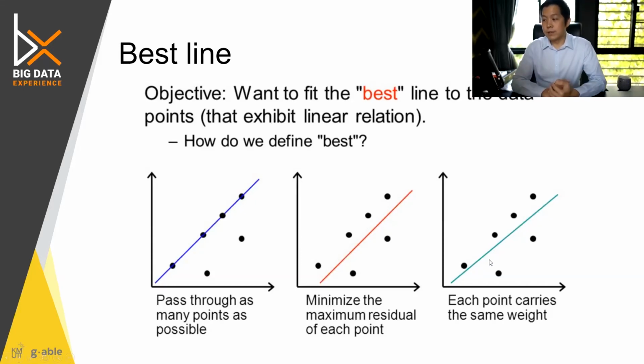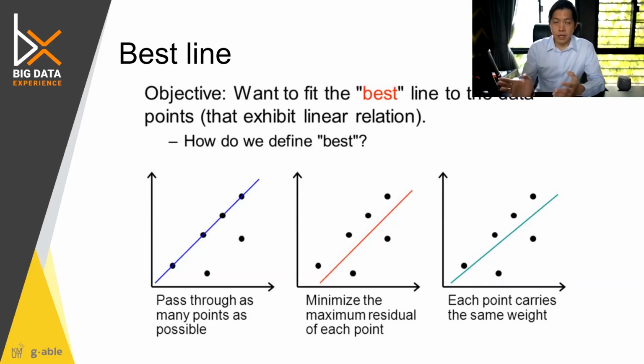Or should it be this one? This is the line that divides the data into two parts. Each point carries the same weight. Which should be the case? 1, 2, or 3? Right? 1, 2, or 3? Okay. Good. Right. Number 2. Actually, it's number 2, and it's the basis of the method called the least square.